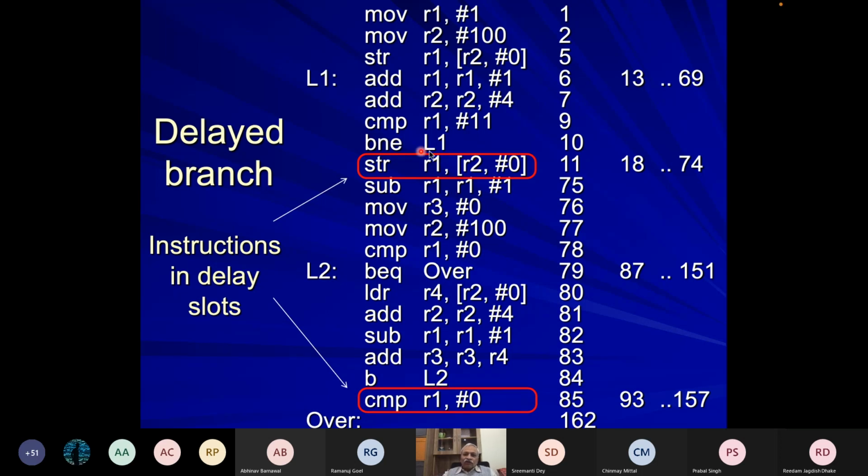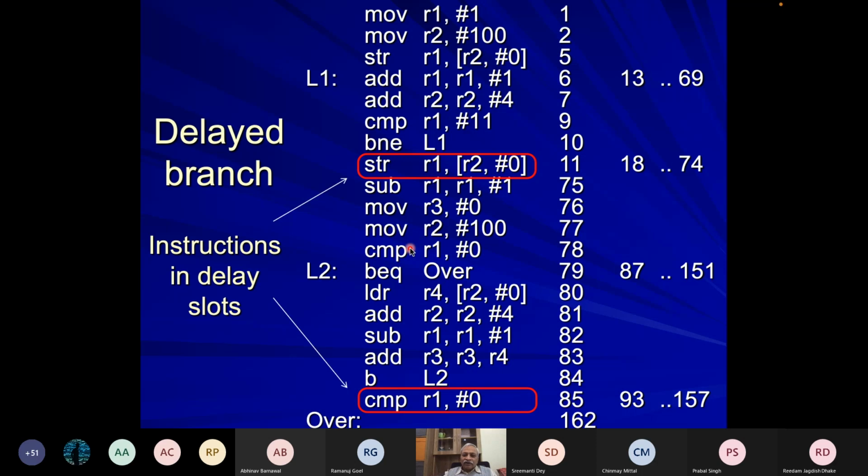But what you put in the delay slot is compiler's choice. If the compiler can do analysis and find a harmless instruction, it will put it there, otherwise it will put a no-op. Now your question is whether, if you run this code on ARM, it will run correctly or not? Depends. The implementation you are using has delayed branch or not.